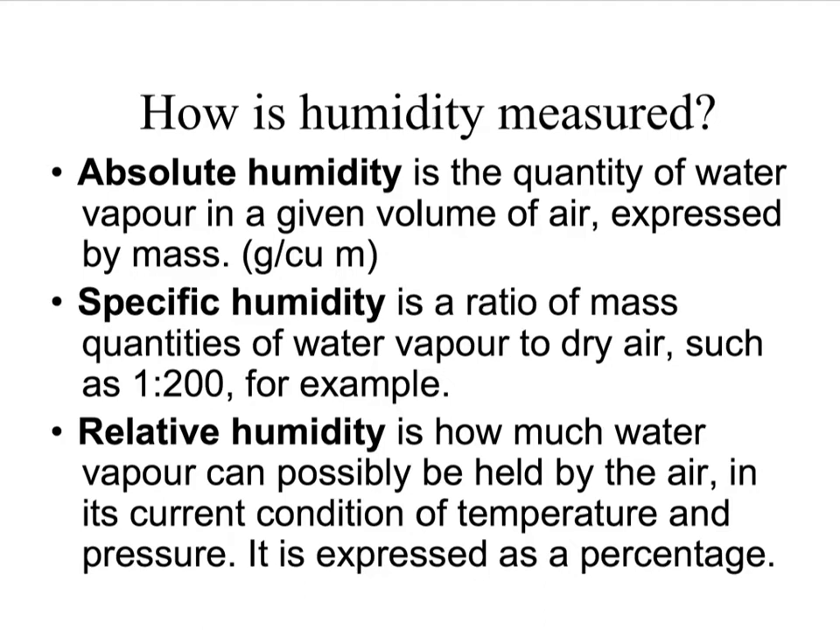There are three ways in which we measure humidity. As you can see, there's absolute humidity, which is the quantity of water vapour in a given volume of air, and we measure it in grams per cubic metre. There's specific humidity, that's a ratio of mass quantities of water vapour to dry air.